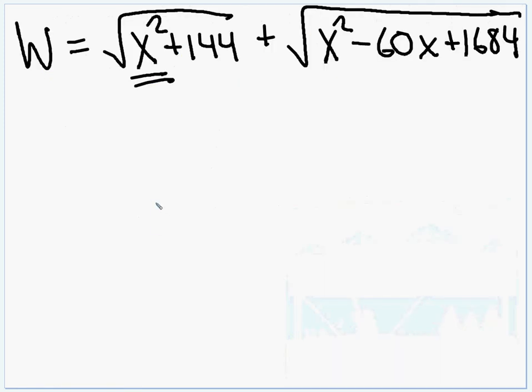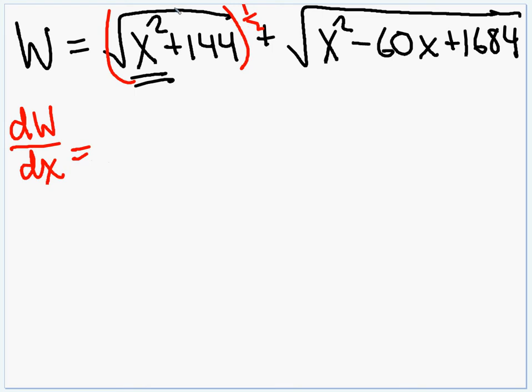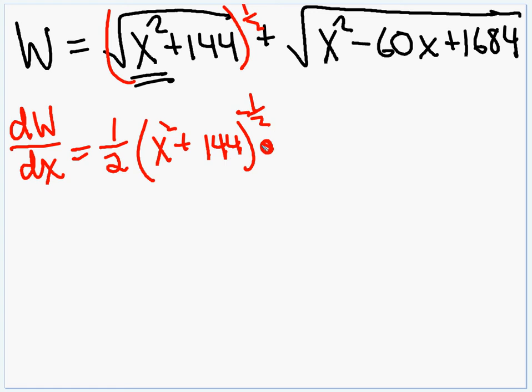So this is going to be a little bit trickier of a derivative. Remember, a radical is just to the half power. So dW/dx, when we derive with respect to x, we're going to bring the half down front. And then we're going to have the exact same quantity, but now to the negative half power. And don't forget the good old chain rule. So we need to derive the inner function, and we're going to get a 2x.